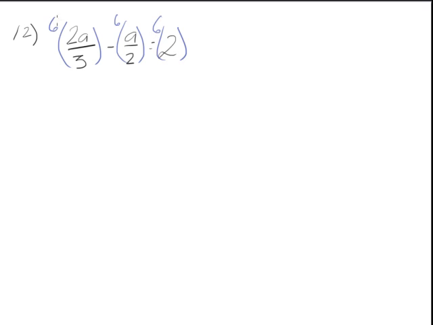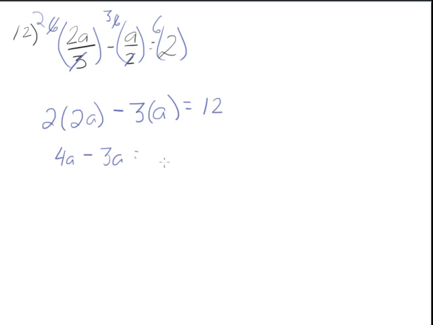Then 6 divided by 3, that cancels out the 3 in the bottom, and I'm left with a 2. I'm going to have 2, and then what's in the brackets, 2a minus 6 divided by 2 cancels out the 2 in the denominator, and I'm going to be left with 3. So that's minus 3, and then what's left in the brackets, just an a, equals 6 times 2, that's 12. Okay, now clean this up again. So I have 2 times 2a, that's 4a, minus 3a equals 12. Combine like terms, 4 minus 3, that's just 1a, or just a, equals 12. There's my answer.